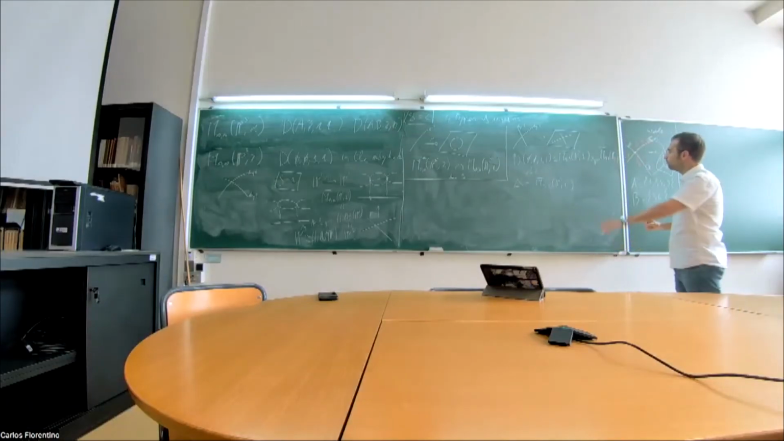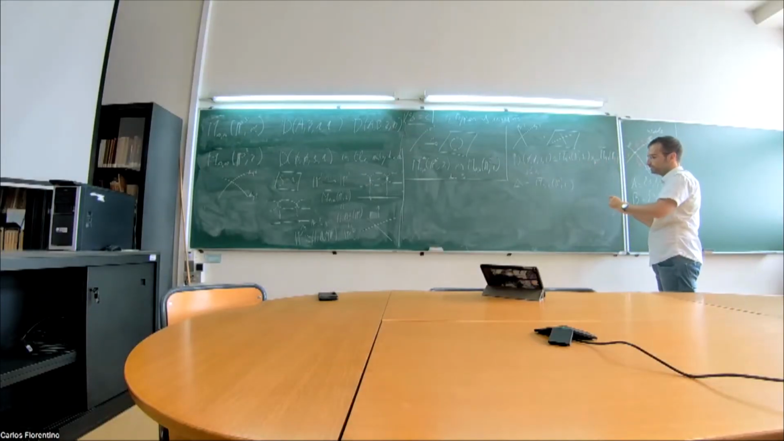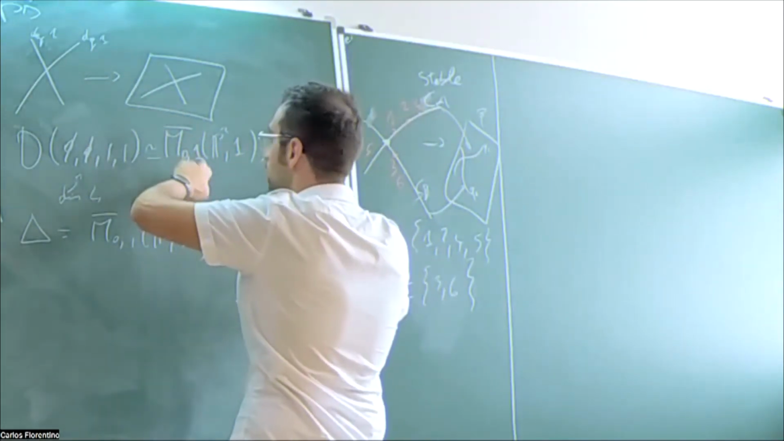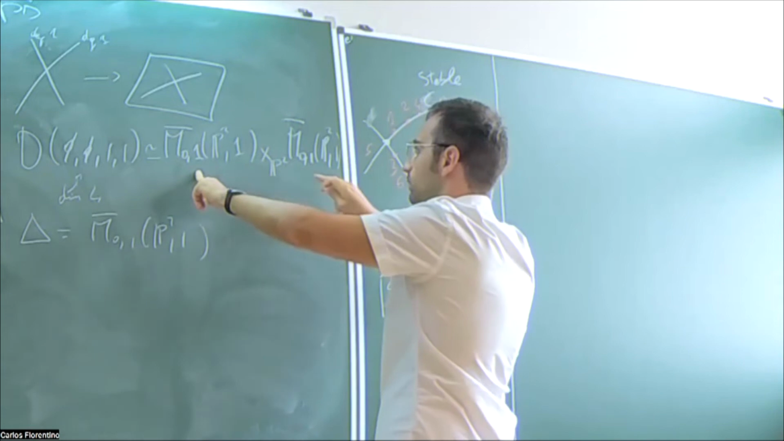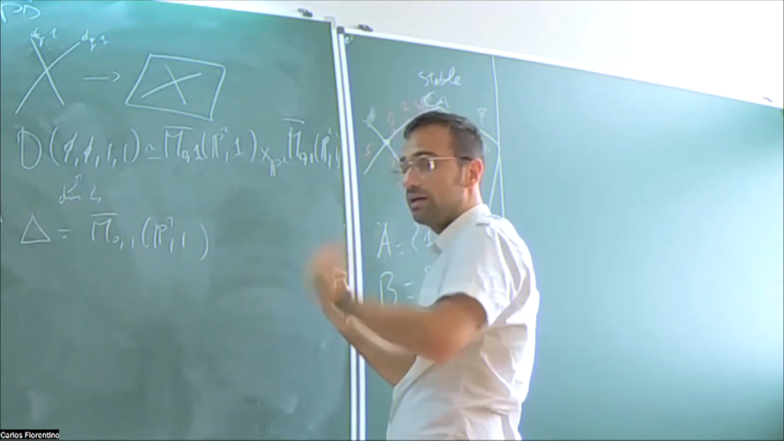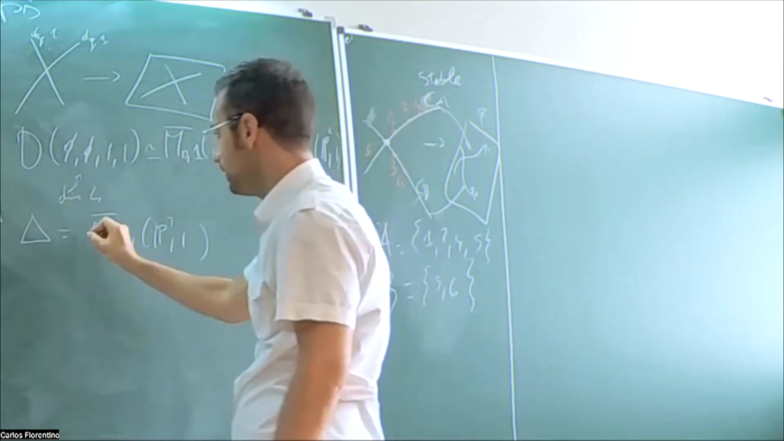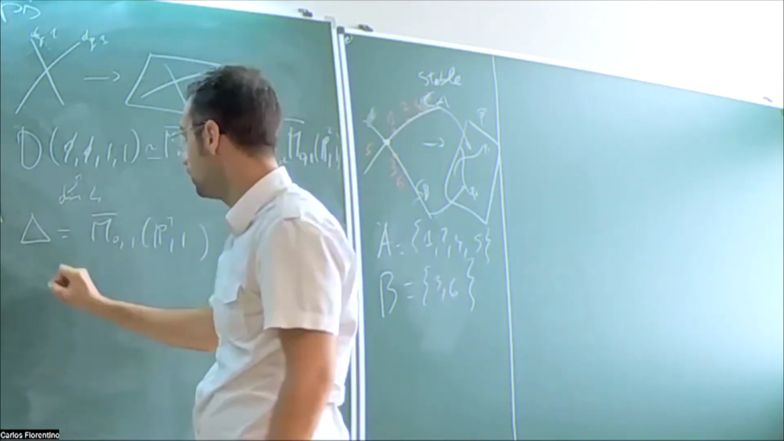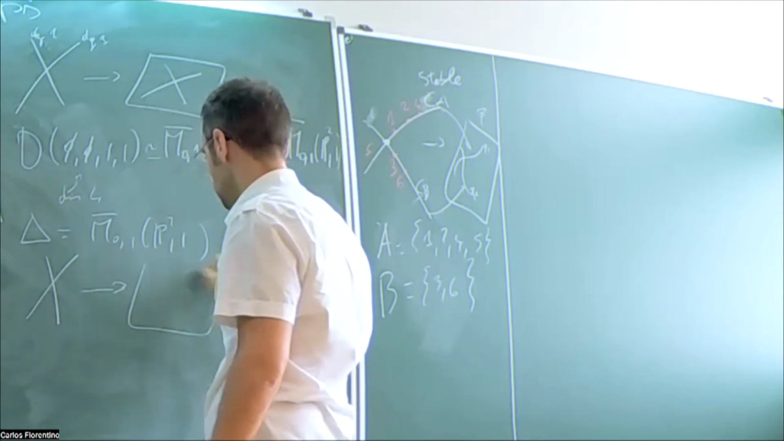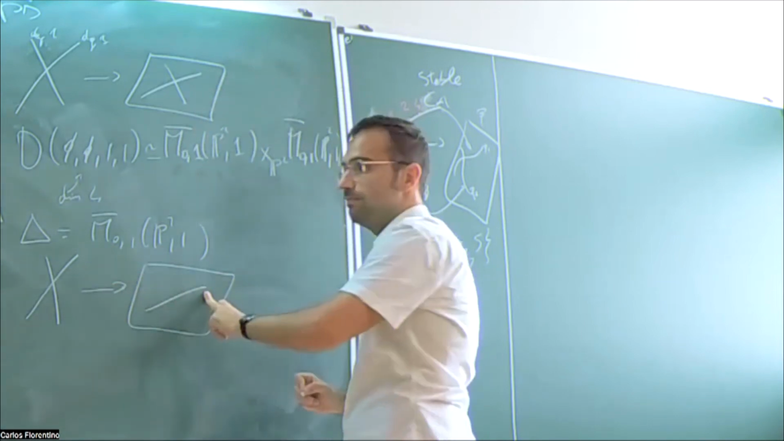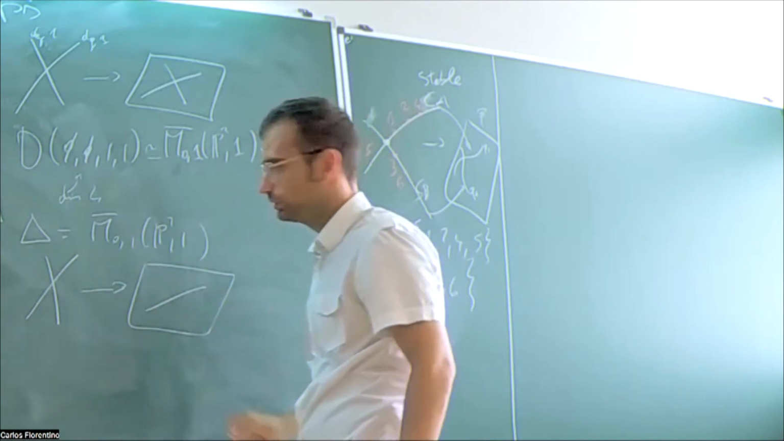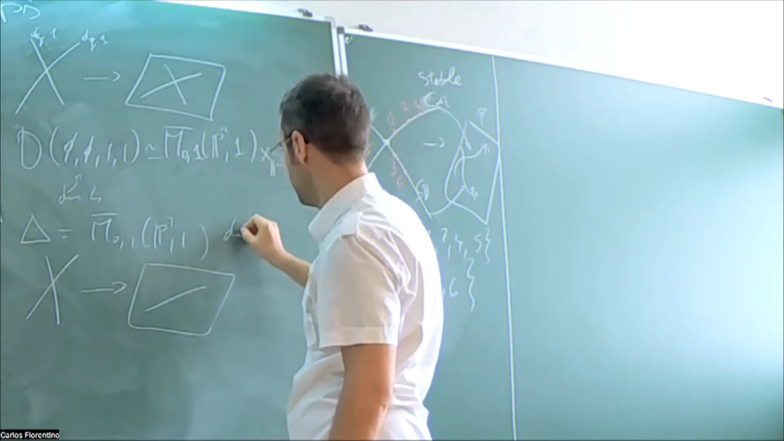Okay. What does it mean? It means a pair of stable maps, one here and one here, which are the same. So they have the same image. So here in the diagonal, we have maps with the same image, both of degree 1 with the same image. And this has dimension 3.